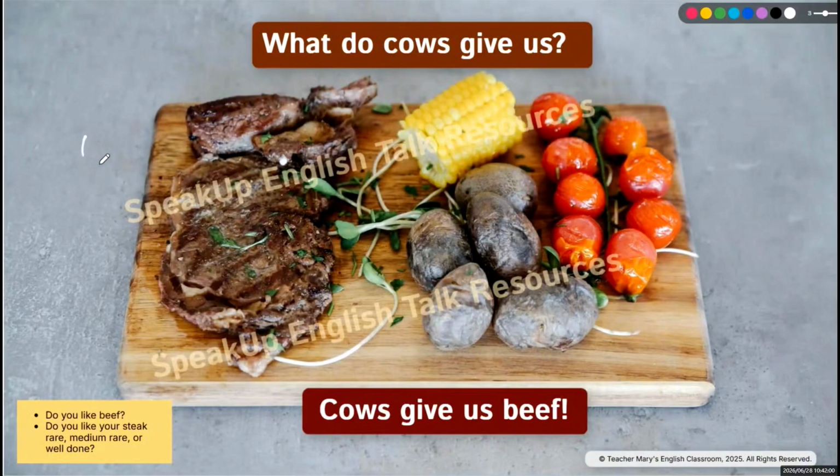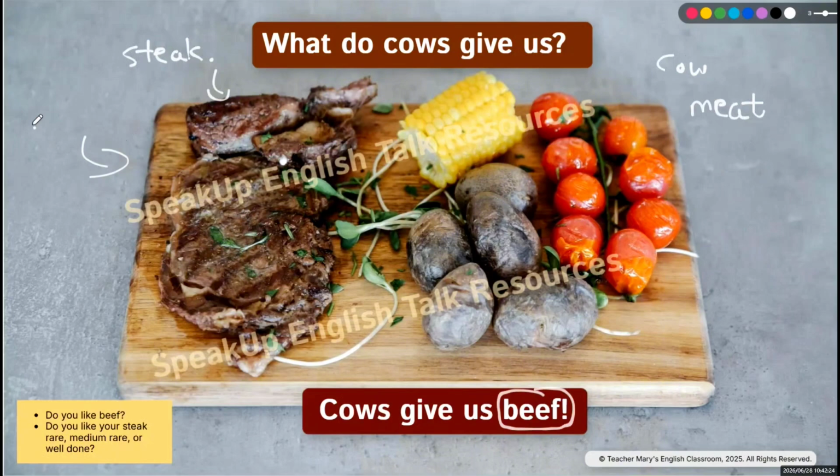And then here, this is food, right? Cows give us beef. This is the way I teach the word beef. Usually with ESL students, they call it cow meat, right? So I teach them, cow meat is really beef, and ask them, do you like beef? So this is steak, right? I will tell them this is steak. So how do you like your steak done? Do you like it rare? Do you like it medium rare? Or do you like it well done?